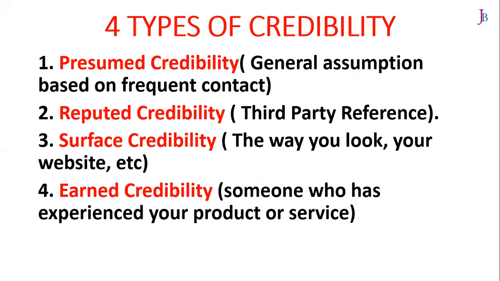Okay, we also look at the 4 types of credibility. The first one is presumed credibility. This is general assumption based on frequent contact. For example, you see an ad on social media every day, or you hear an ad on radio, or you watch it on TV. The more you see the same ad, we all tend to believe that this must be a credible organization. That's what we call presumed credibility. It is an assumption. It is just based on frequent contact with that organization. It makes you end up believing them.